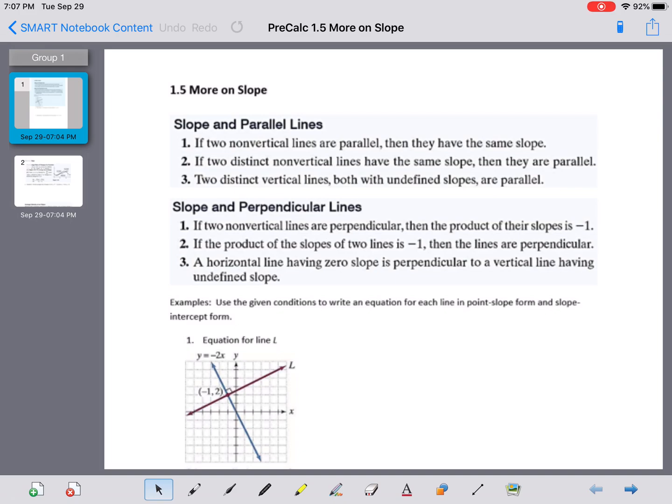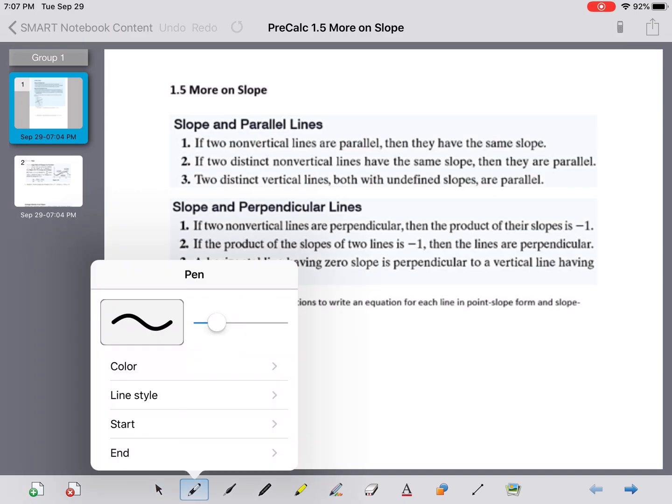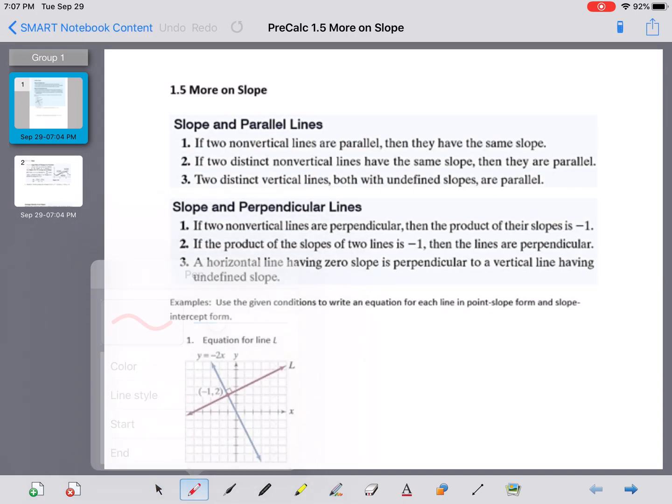Slope with parallel lines. If two non-vertical lines are parallel, they have the same slope. So my slopes are equal when I'm dealing with parallel. Parallel have same slope. Okay.